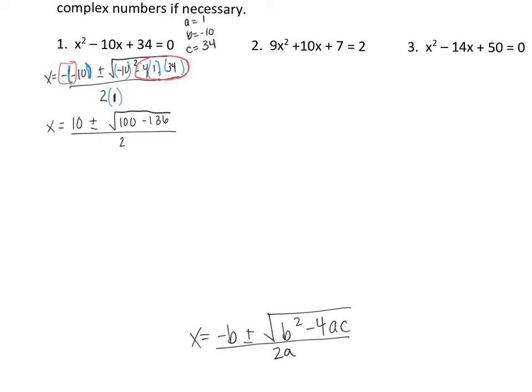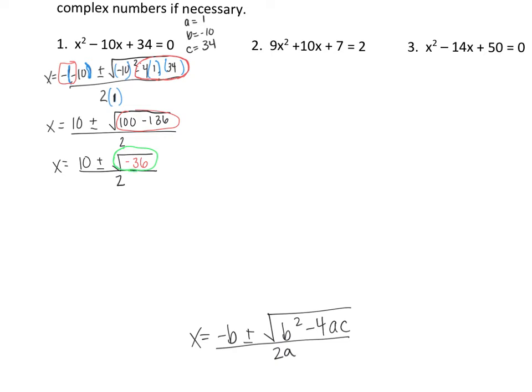So now we need to work on simplifying the radical. So what I'm left with is x equals 10 plus or minus the square root. And here we are focusing now on 100 minus 136. And 100 minus 136 is negative 36, all over 2.